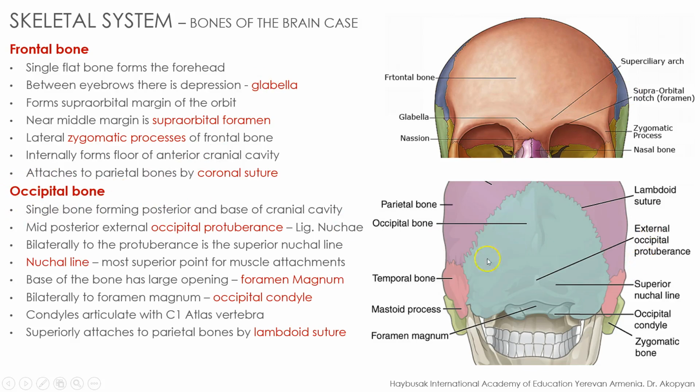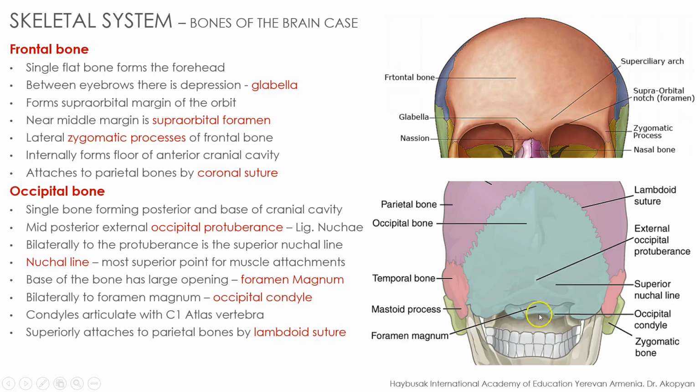The occipital bone is a single bone that forms both the posterior aspect of the cranium and also the base of the cranial cavity. Midline posteriorly and inferiorly can be palpated the external occipital protuberance. Lateral to that are the superior and inferior nuchal lines. These serve as attachment points for various muscles of the head and neck. Midline and inferior can be seen the occipital condyles, which are articulation points for the first cervical vertebra, the atlas.